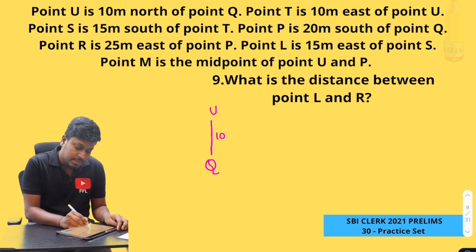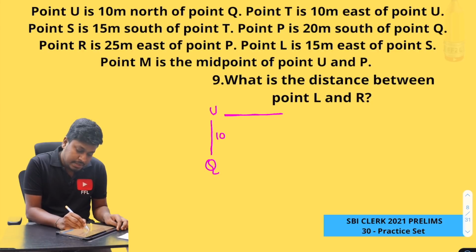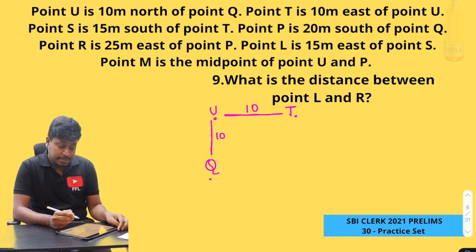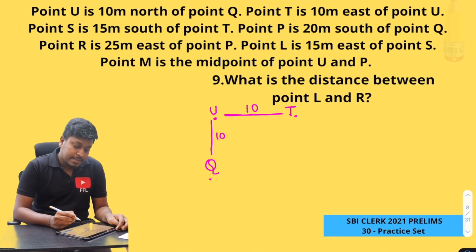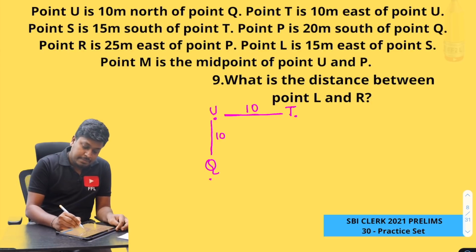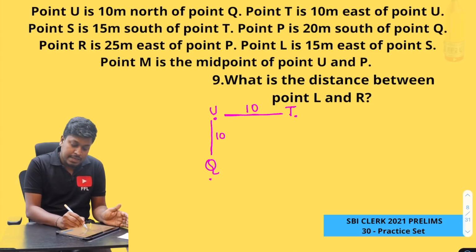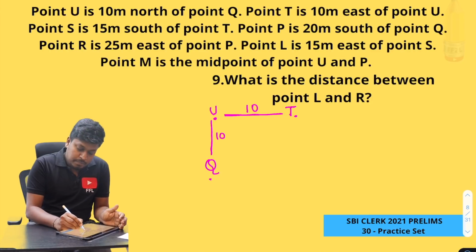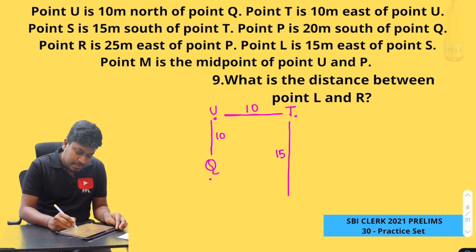We know that this is north, south, west and east. So eastern side, 10 meter we have point T. So this is point T and this is point U and this is point Q. Got it? So point S is 15 meter to the south of point T. Just see here, it is 10 meter on the left hand side. And now from point T, southern side 15 meters. So this will be 15 meters, and what we have is point S. So this becomes point S.